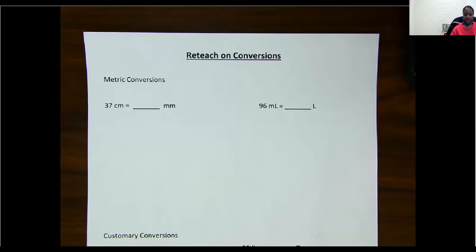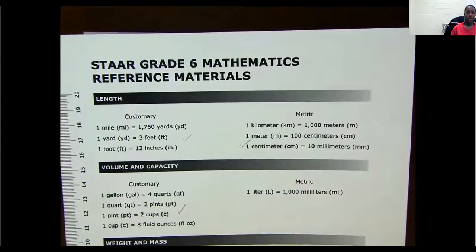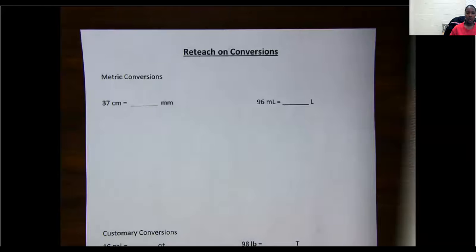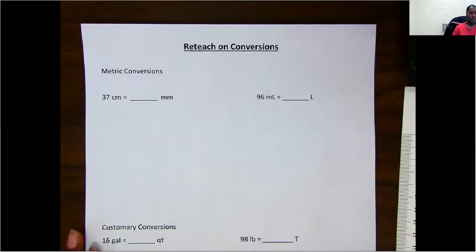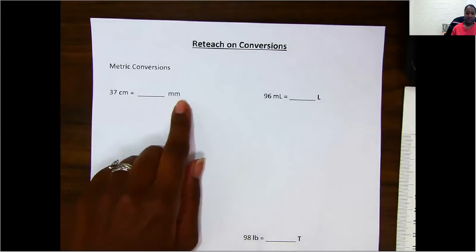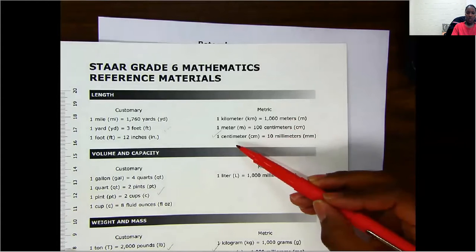All right, so we're going to start off with the metric conversions. Everyone should have a copy of their STAR math chart in their Schoology folder. You're going to want to have that open so you can see what you need to convert your units. We have 37 centimeters and we want to know how many millimeters this is.